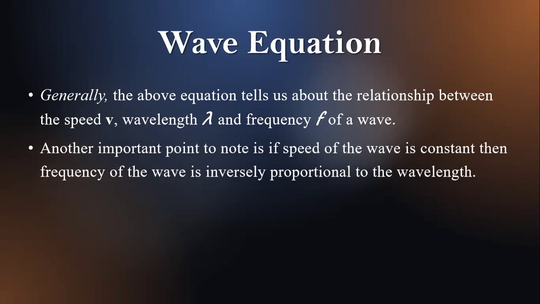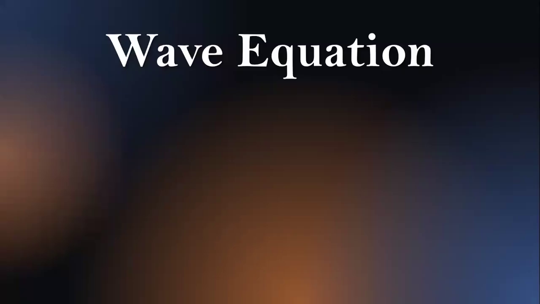Now, another important point to note is that if the speed of a wave is constant, then the frequency of the wave is inversely proportional to the wavelength. So when the speed of a wave is constant, we can say that the frequency of the wave is inversely proportional to the wavelength, meaning that when the wavelength increases, the frequency of the wave will decrease, and likewise when the frequency decreases, the wavelength will increase. That's the meaning of inversely proportional.